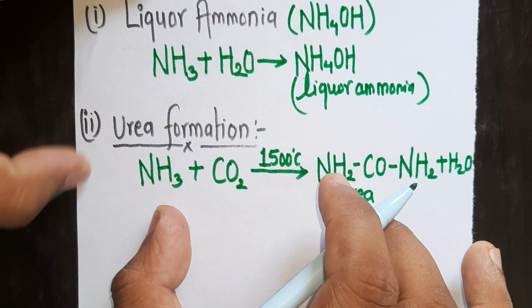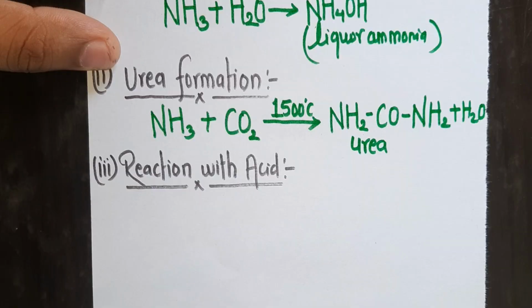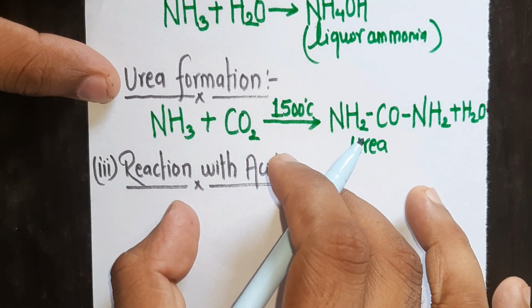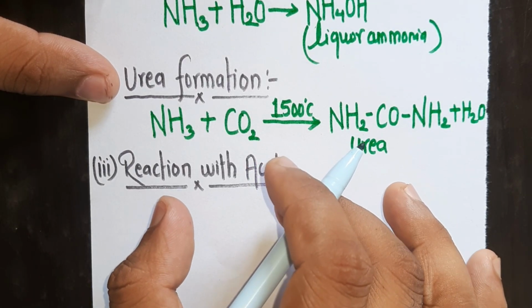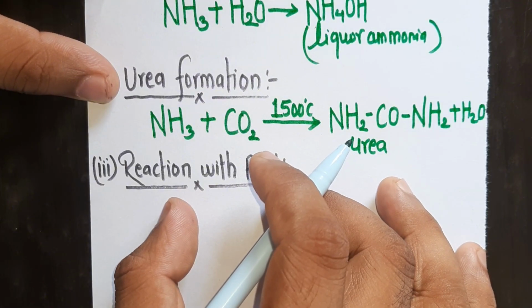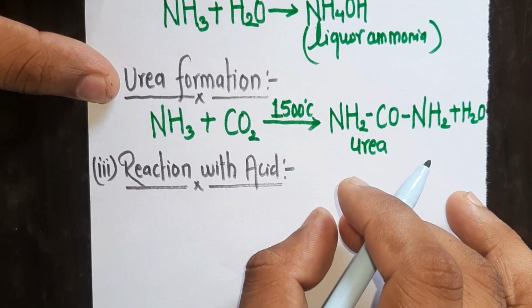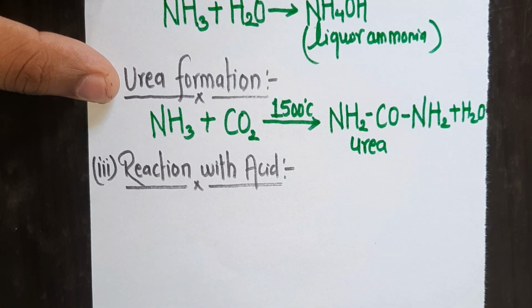We enter into the next topic, and the next topic here is reaction with acid. What happens when ammonia reacts with acid? It always forms salt, and those salts are used as fertilizer in the field. Let's see the reaction, and we will be discussing further on this topic.